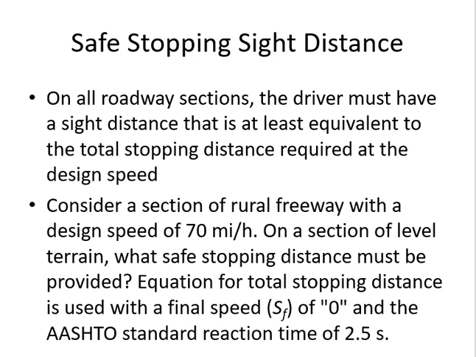Clear? So you have a small example here. You can do it yourself. The design speed is given. Use the standard reaction time. If you are talking about stopping sight distance, then your final speed is 0. Everything else is standard. So how much sight distance should be available on this road if you want to make it safe for stopping? Clear? You can do it, right?